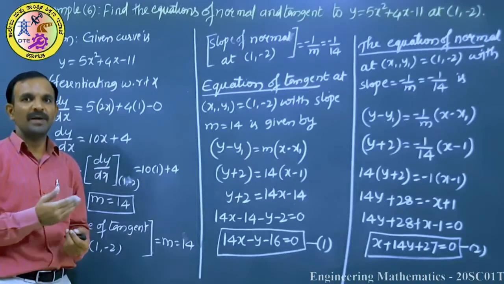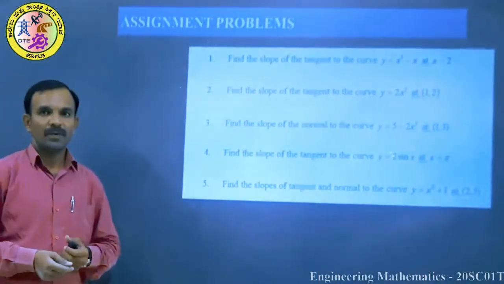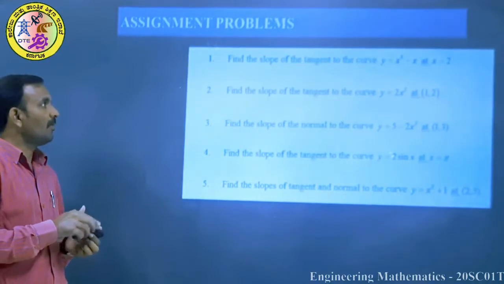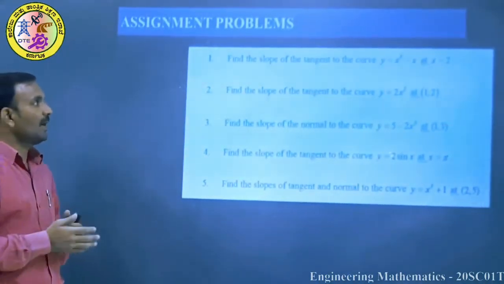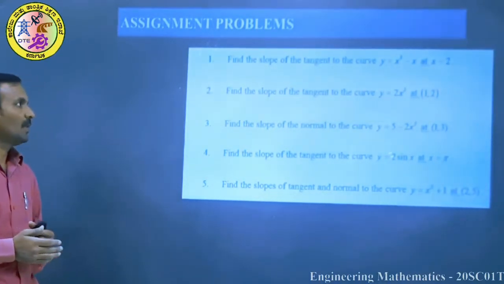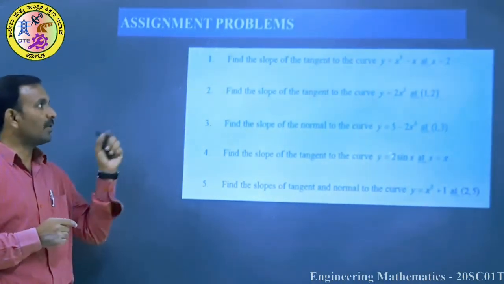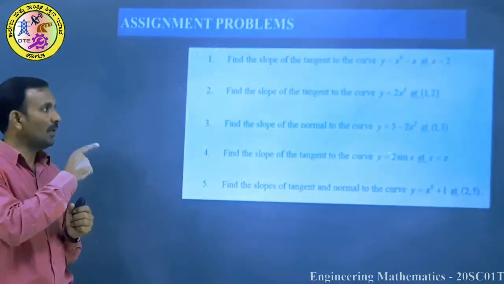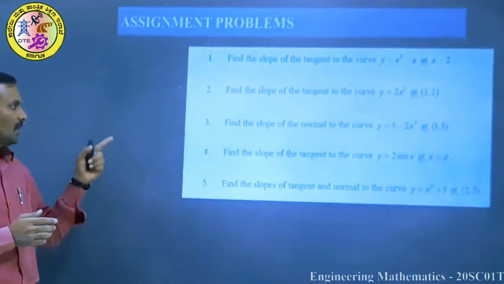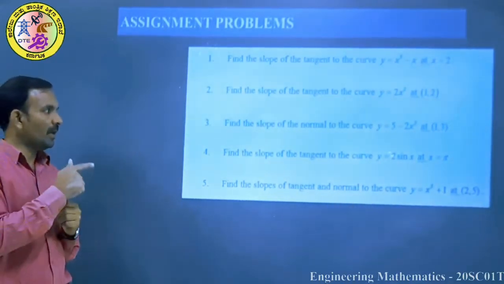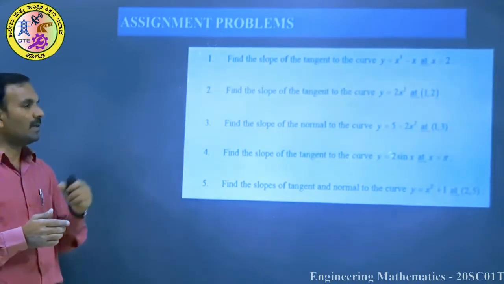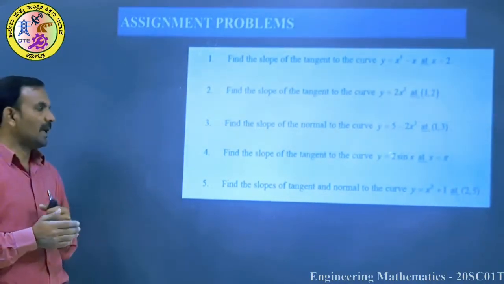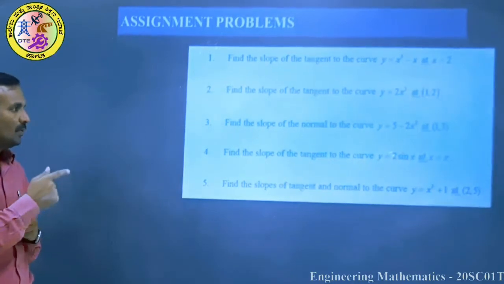Next we are going to see some assignment problems on tangent and normal. First one, find the slope of tangent to the curve y equal to x cube minus x at x equal to 2. Second question, find the slope of tangent to the curve y equal to 2x square at 1 comma 2. Third question, find the slope of normal to the curve y equal to 5 minus 2x square at 1 comma 3.